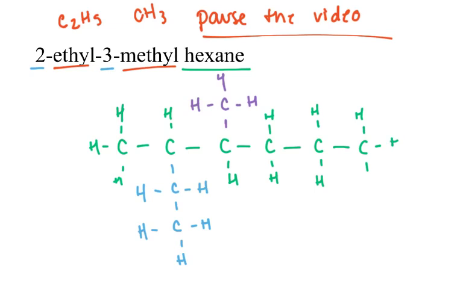So, if we're looking at this entire compound, I want to know what its molecular formula is. So, we're going to count our carbons. We have 1, 2, 3, 4, 5, 6 from our parent chain, 7 from our ethyl, 8, 9 from our ethyl. So, we have C9.